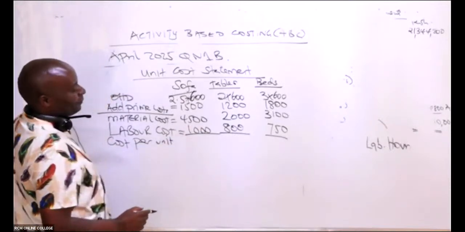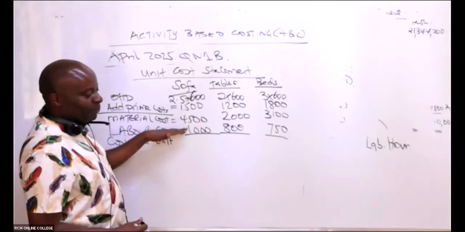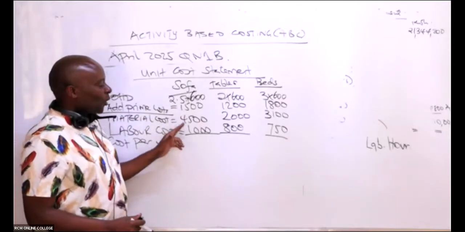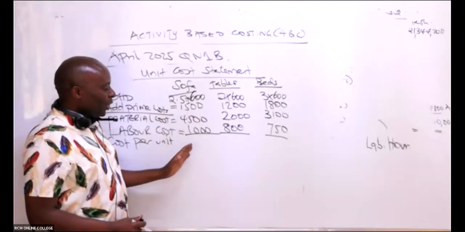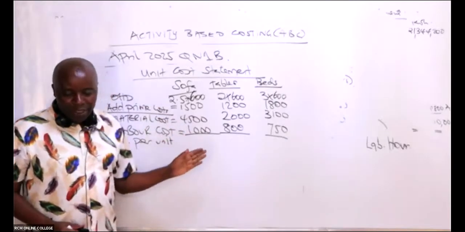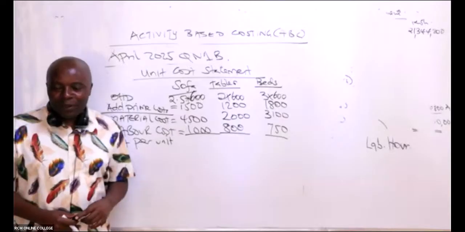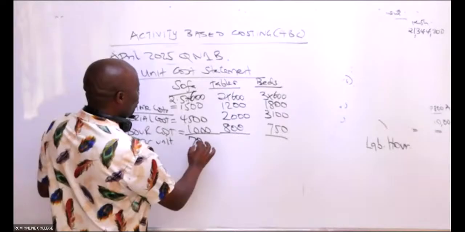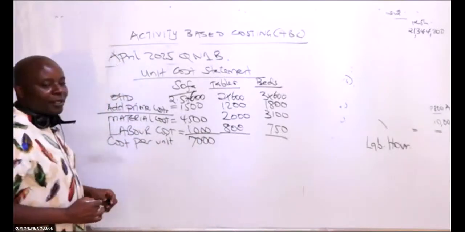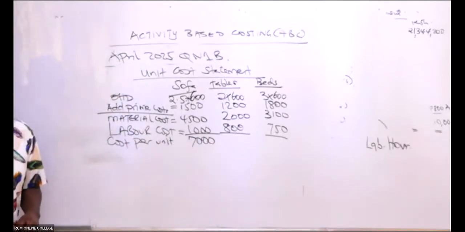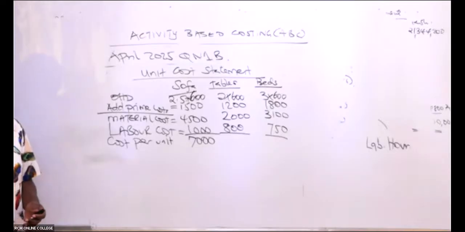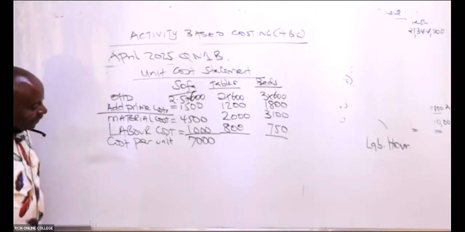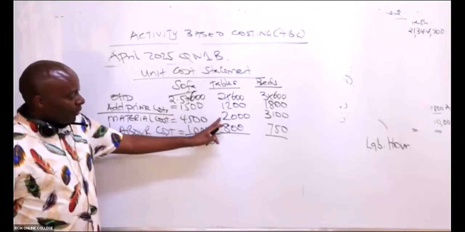Cost per unit. So then I will take the overhead plus the primary costs. So it's 1,500 plus 4,500 plus 1,000. We write an answer. The first one is 7,000. You must have missed a zero. The second one will be 1,200 plus 4,000.